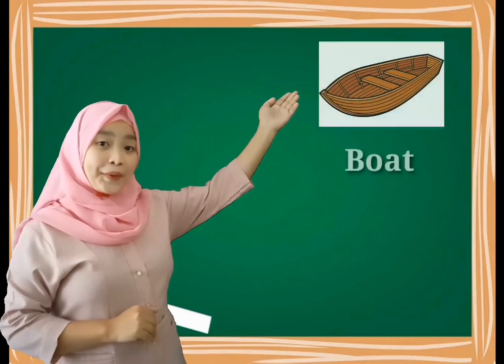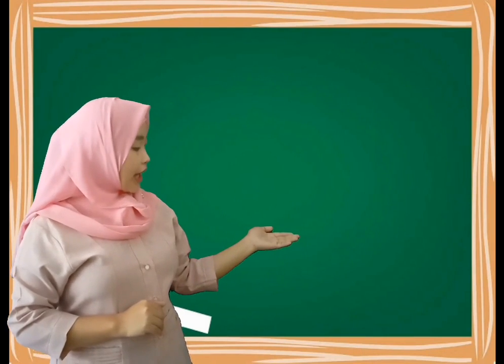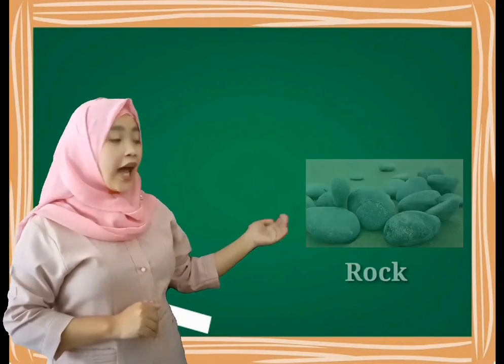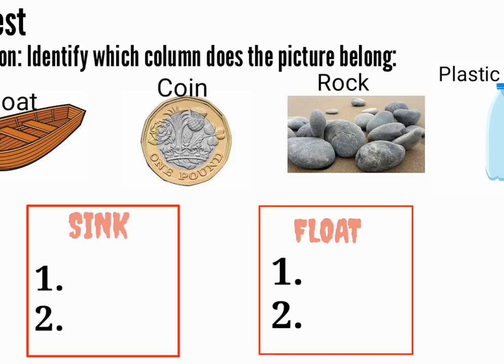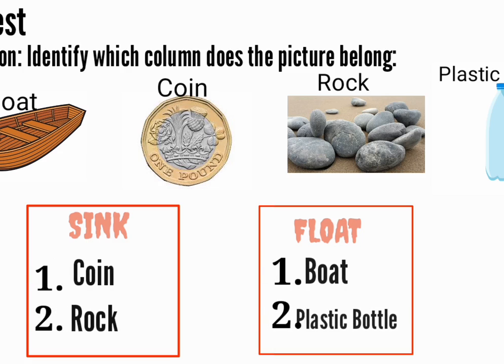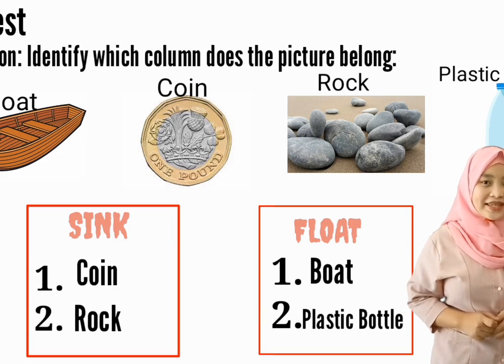This is boat. The second one is coin. The third one is rock. And the fourth one is plastic bottle. Identify which column the picture belongs to. Are you done, kids? Okay, let's check your answers. Very good, kids! You really understand our previous lesson.